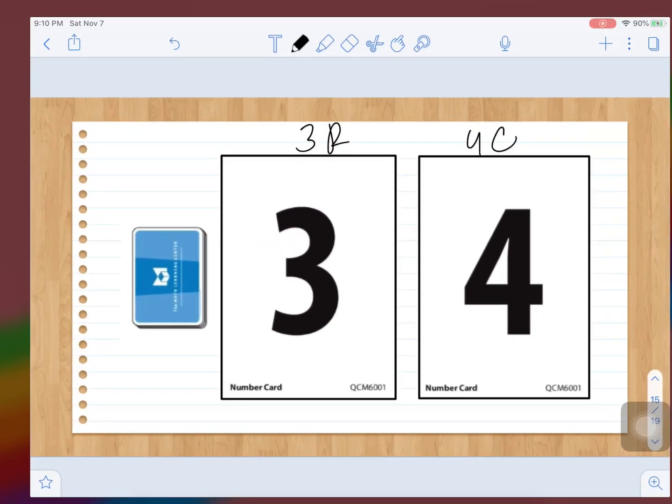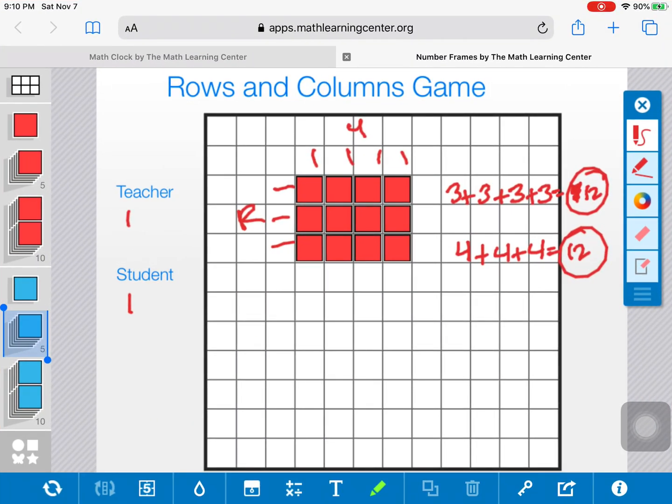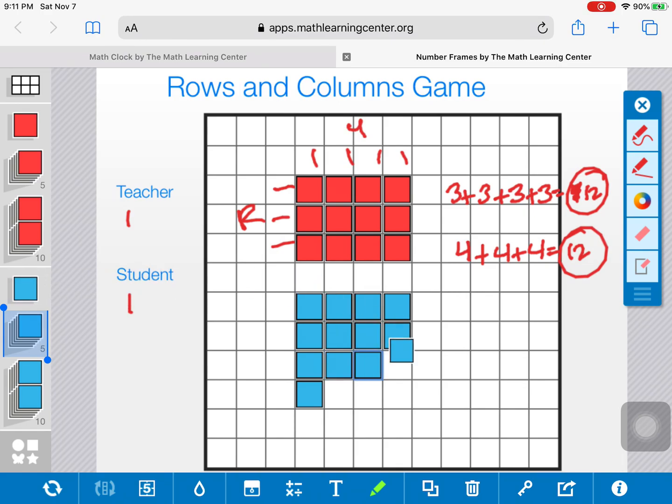All right, your final turn. Looks like you picked 4 and 4, so you will have 4 columns and 4 rows. All right, so let's pick out your tiles. You're going to have 4 rows with 4 columns. All right, so as I fill in the tiles, I want you to start thinking of an equation to represent your array for this turn. What equation would you use?